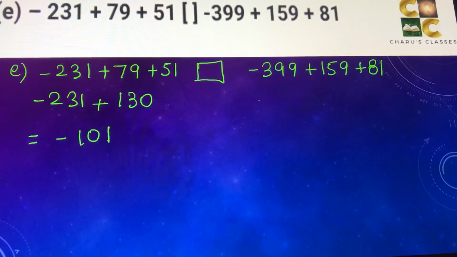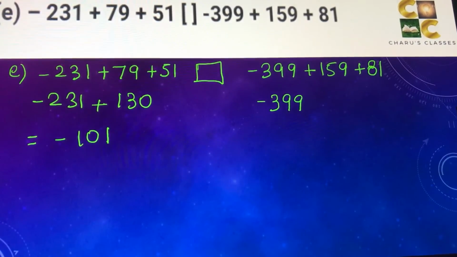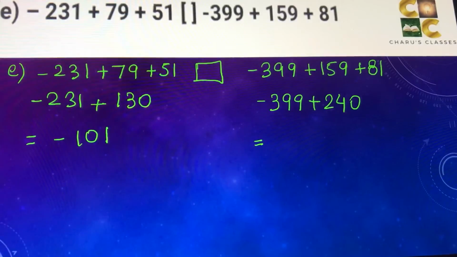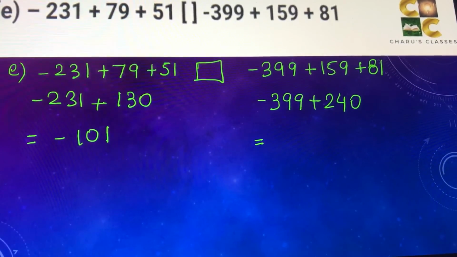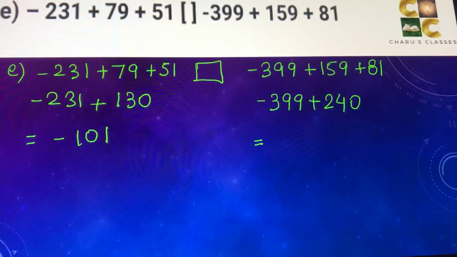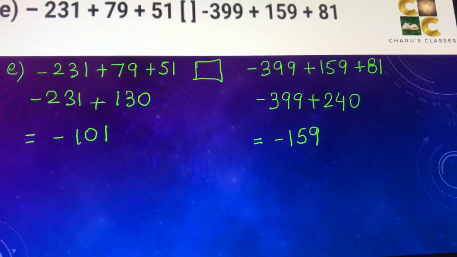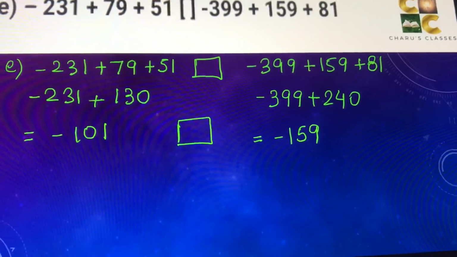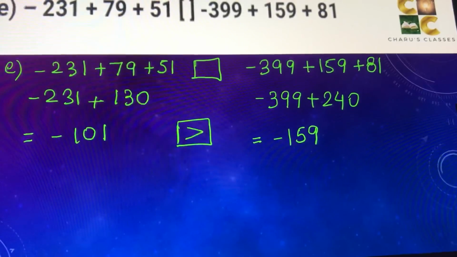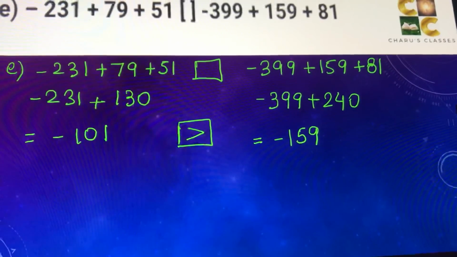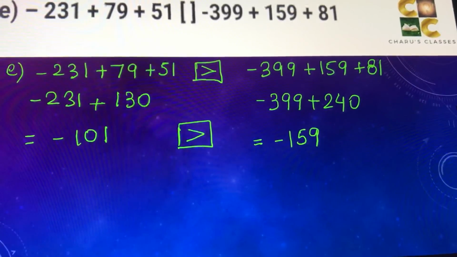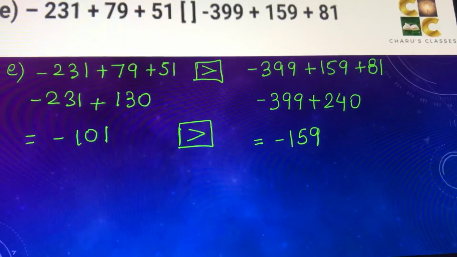On the right hand side, we have minus 399 and plus 159 plus 81, that is 240. Now minus 399 and plus 240, there will be subtraction with a negative sign. So this is minus 159. Now if we want to compare minus 101 and minus 159, minus 101 is a greater number. So we can write minus 231 plus 79 plus 51 is greater than minus 399 plus 159 plus 81.